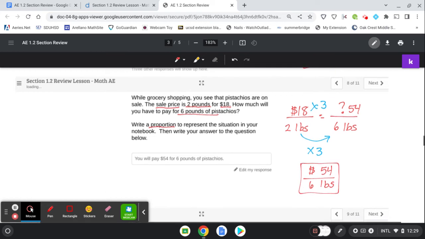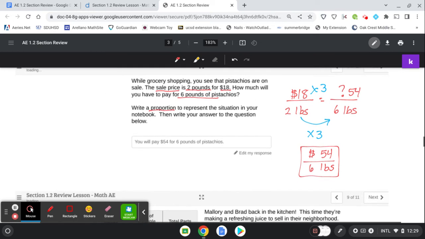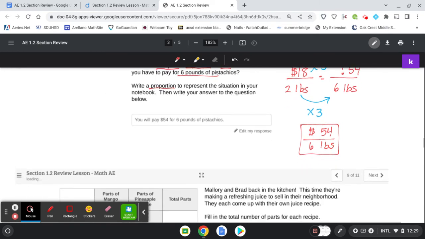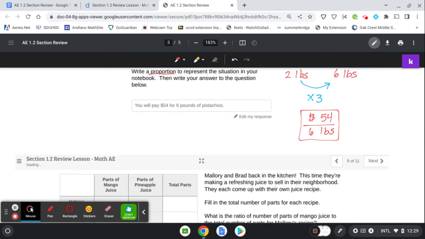And feel free to pause the video at any time and go back to any problems that you need to write notes on.